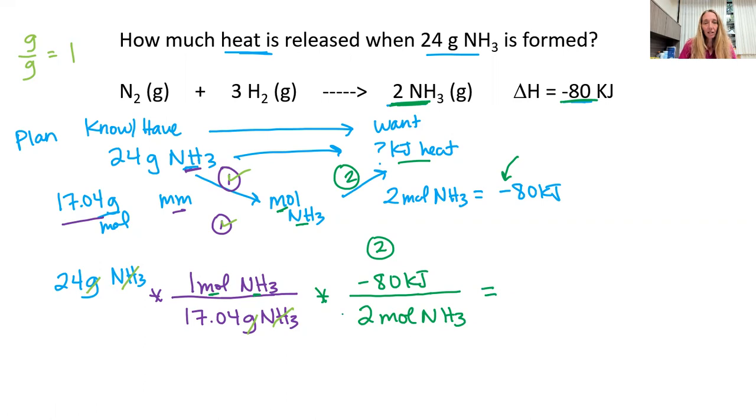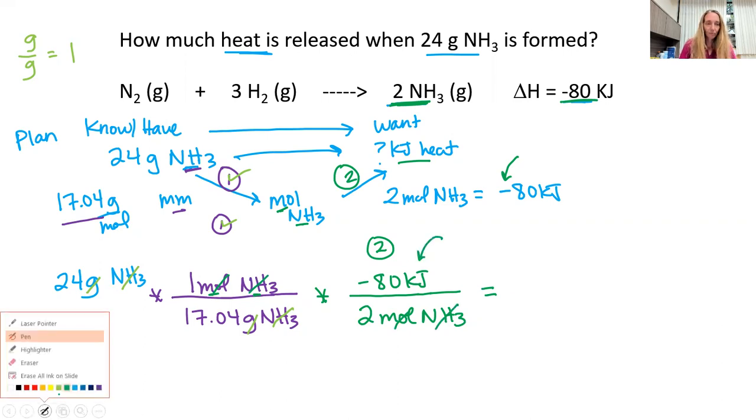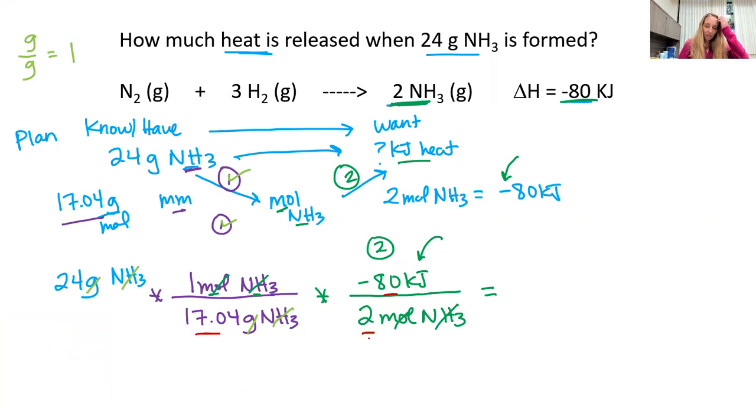So when I look at this, I've got moles at the top that are going to cancel with moles at the bottom. NH3 is going to cancel with NH3 at the bottom. And I'm left with kilojoules of heat. So I'm going to multiply my top numbers, so 24 times 1 times negative 80, and divide by my bottom numbers, divide by 17.04, divided by 2. And my calculator gives me a negative number of 56.338 kilojoules.